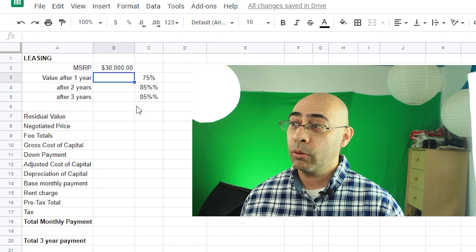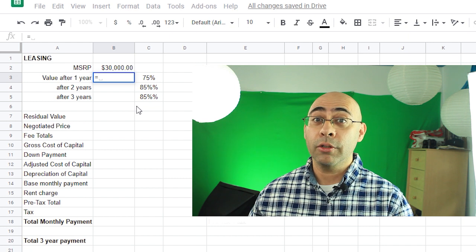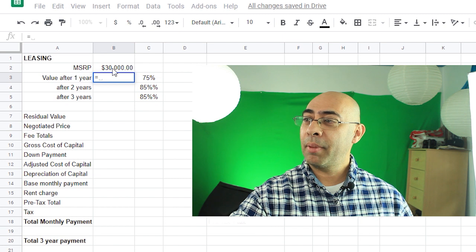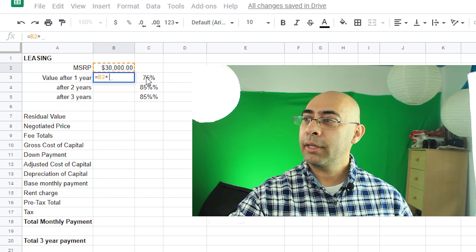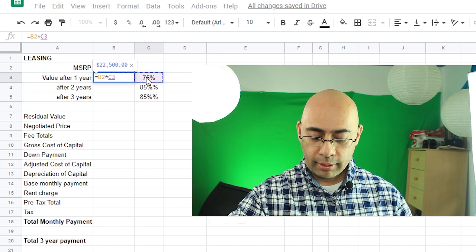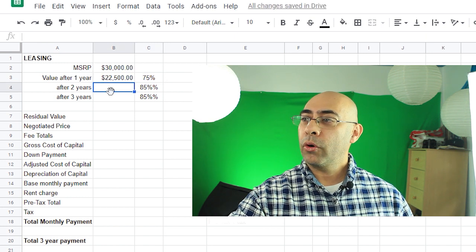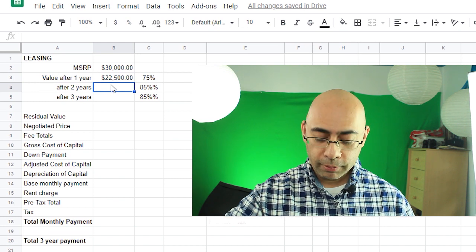So I type in equals, start off every function with an equal sign. It tells the computer that you are going to do some kind of mathematical function. And I'm going to multiply that MSRP. So I'm going to tap on B2 and multiply that by the 75%, which is found here in C3. And I hit enter. So after 1 year, that $30,000 car is now worth $22,500.